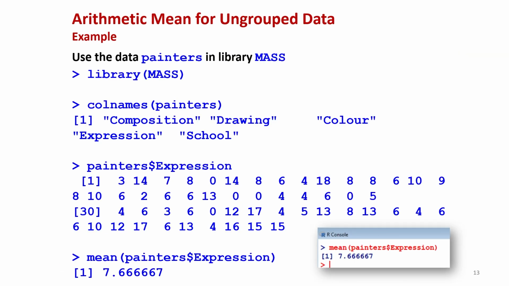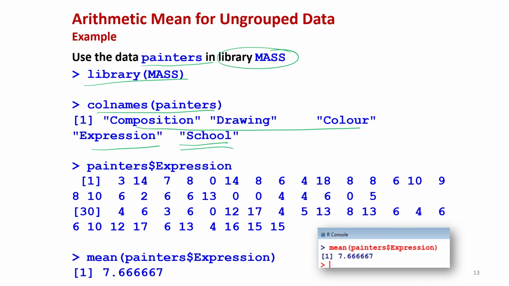Let me take one more example from a data set which you have considered a couple of times in the past. It is the painters data set in the MASS library. You can load this library using the command library(MASS). Then you can see that there are 5 variables: composition, drawing, color, expression, which are quantitative, and school is a variable which is qualitative.